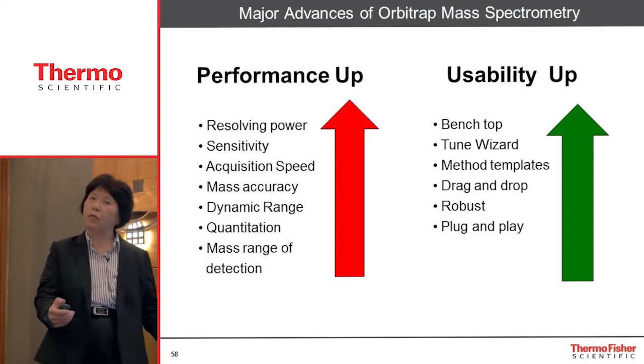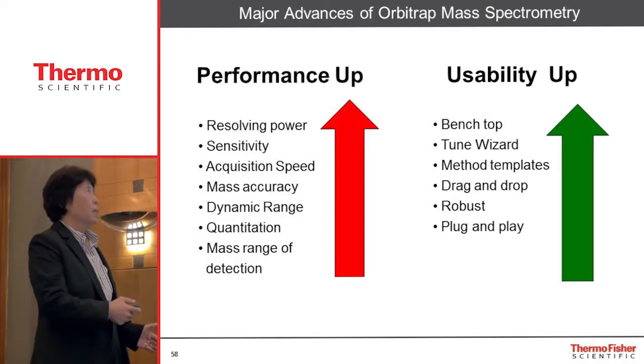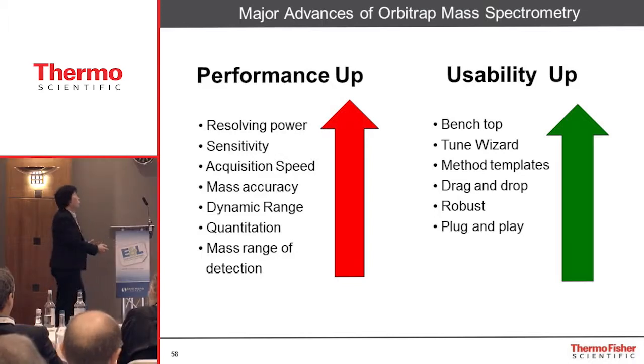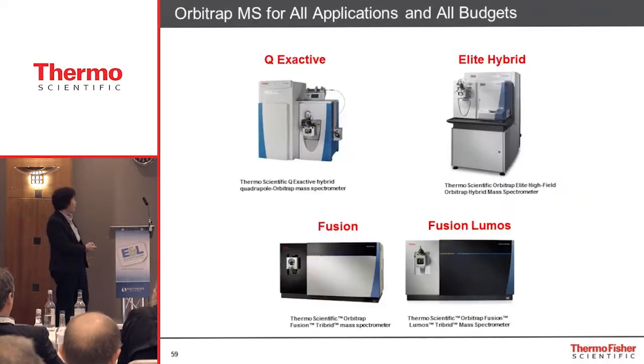It's a small footprint benchtop. And we have a tune wizard, we have a method template. All you need to do is drag and drop to build up your method. And it's robust and basically plug and play. So this is the Orbitrap mass spec we have, to fit all the budgets and applications. Within the Q Exactive, like Kyle said, we have a series.